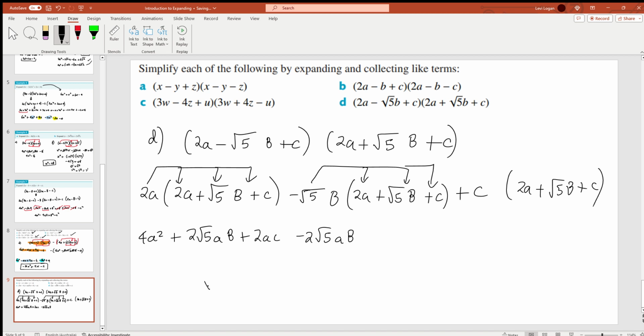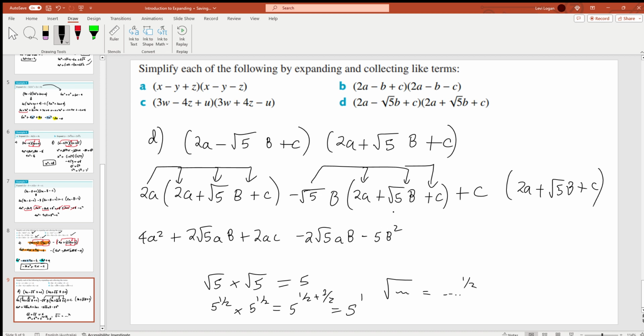Now here you've got the square root of 5 times the square root of 5. The square root of something just means that something to the power of a half. So what we technically have is 5 to the power of a half times by 5 to the power of a half. And if you remember your index laws, you just add the indices. So a half plus a half is 1. So 5 to the 1. So in other words, square root of 5 times the square root of 5 is just 5. So what we have here is going to be minus 5b squared. And that's it. So that's for this one here when you multiply.